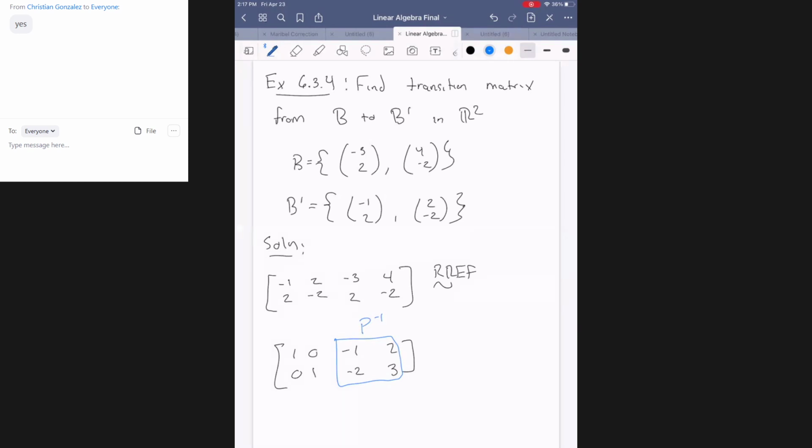So what does that mean? That means if I multiply a vector in the B basis, it would give me a vector in the B prime basis. So that's what this would be doing.